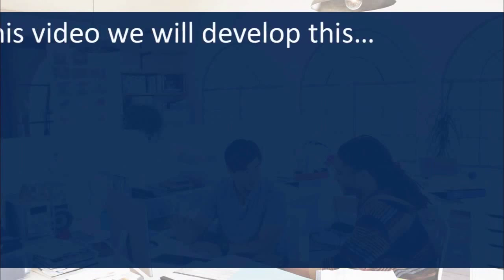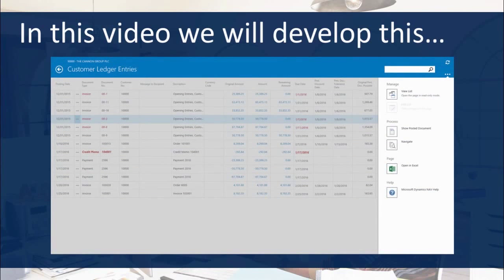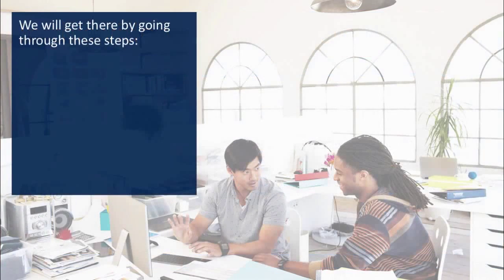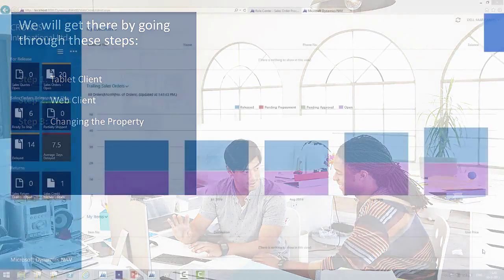We will look at the scope property, a new property introduced in NAV 2015 to be used with the web client and the tablet client. We will do this in 3 steps. In the first step, we will look at the behavior of the property in the tablet client and then the differences with the web client. And finally, we will change the property and see how this affects the behavior.